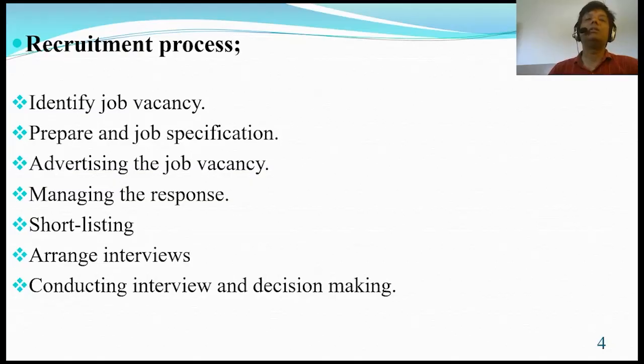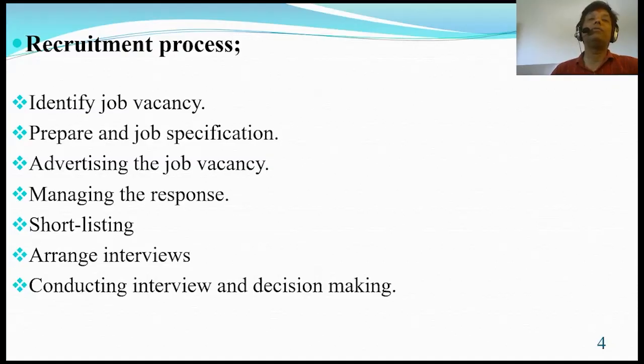Then managing the response. Managing the response means the applicants will be applying for the job and you have to manage the same, because if the management is not done properly, then we will not be able to get the best candidate. We will not be able to get the well qualified candidate. Then next is shortlisting. We have to arrange interviews so that we can have one-to-one face-to-face discussion. Then conducting interview and decision making.